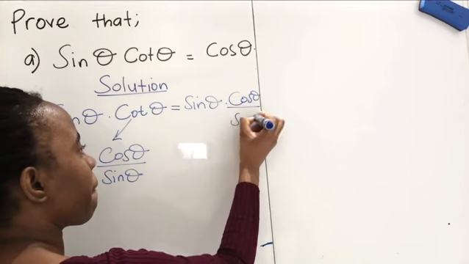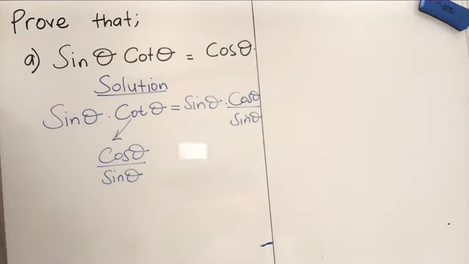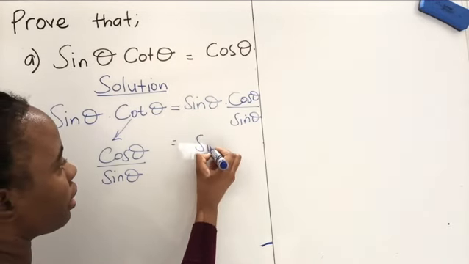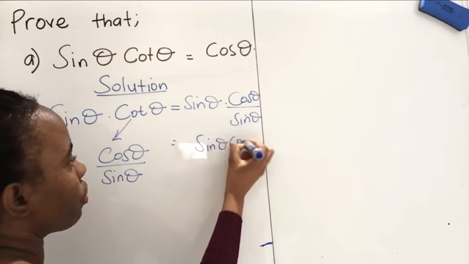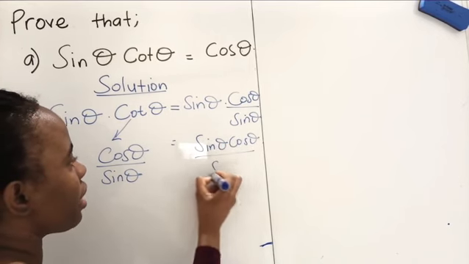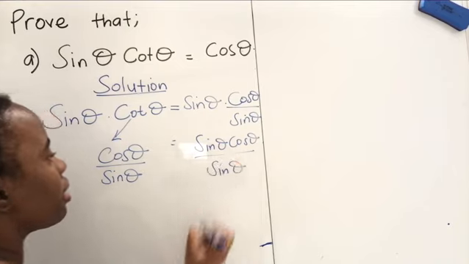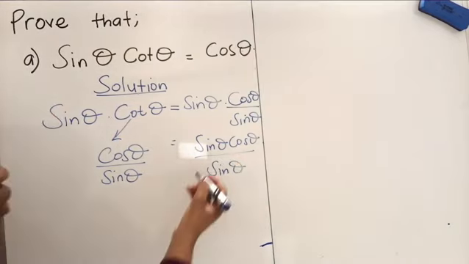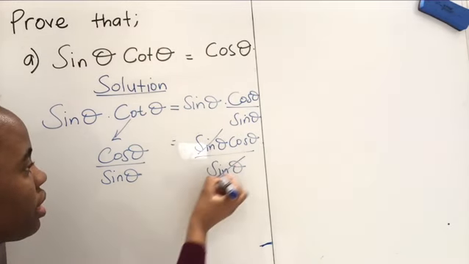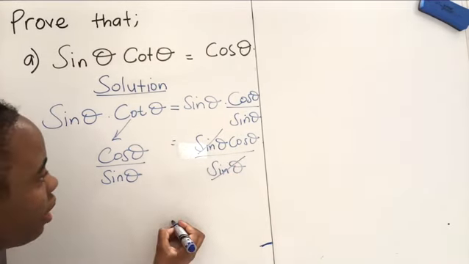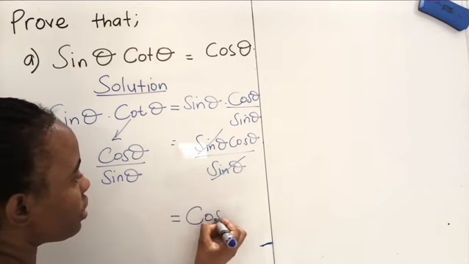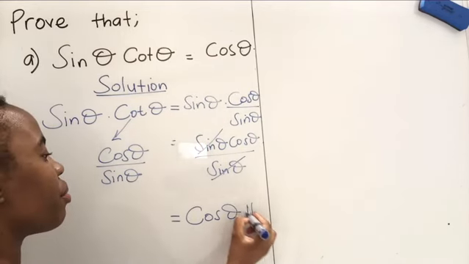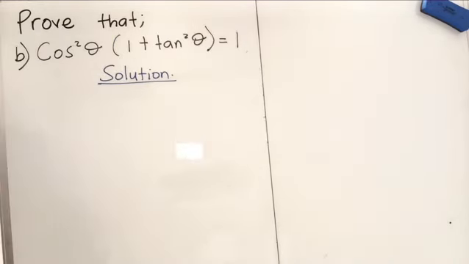Now, when I multiply sine theta by cos theta, I will get sine theta cos theta, everything divided by sine theta. So sine theta is a common factor. So I'm going to cross it out. Sine theta will disappear and I will remain with cos theta, which is our right hand side. So it is proved.